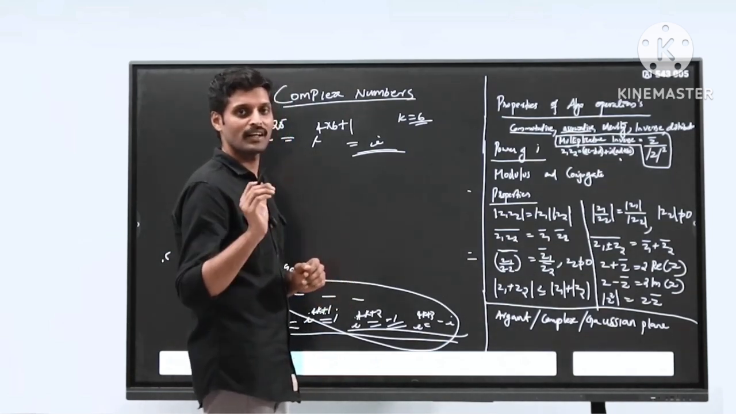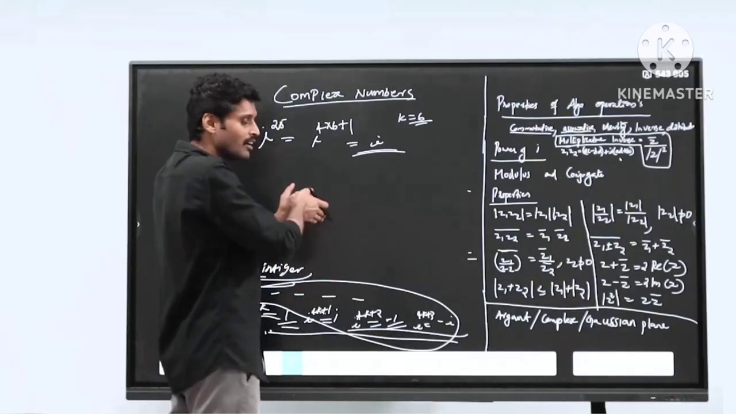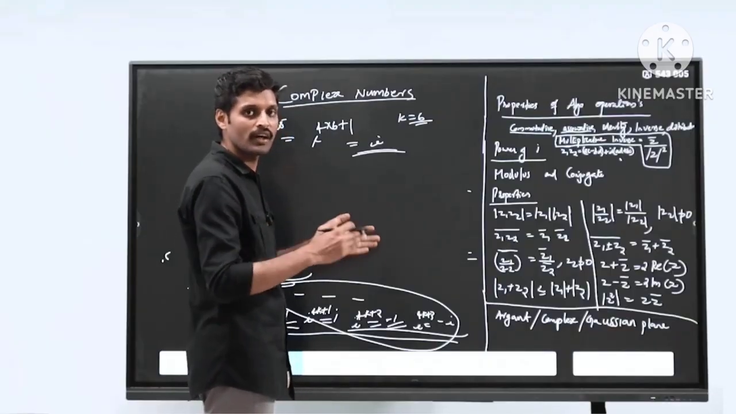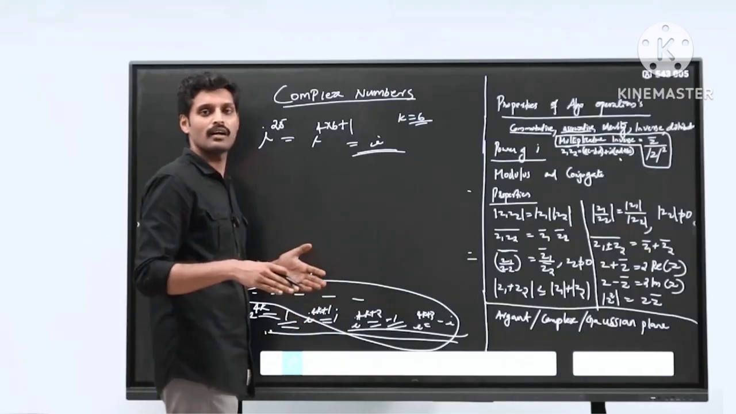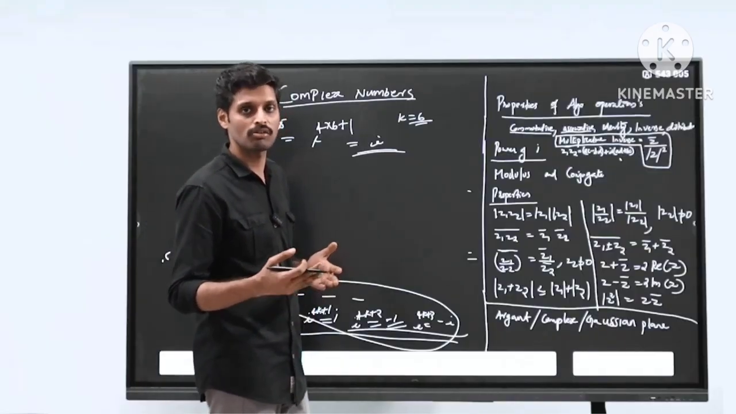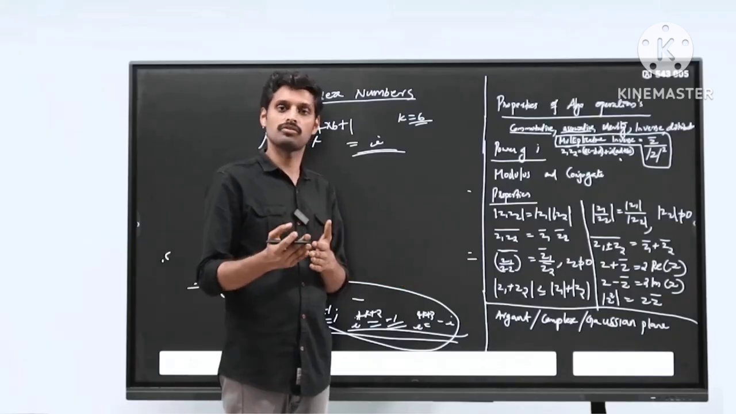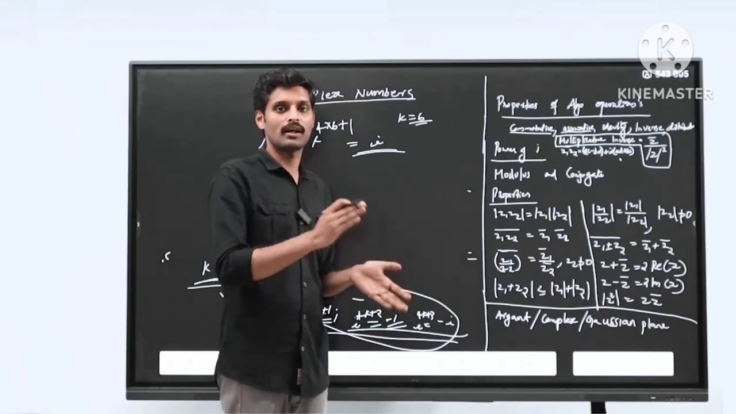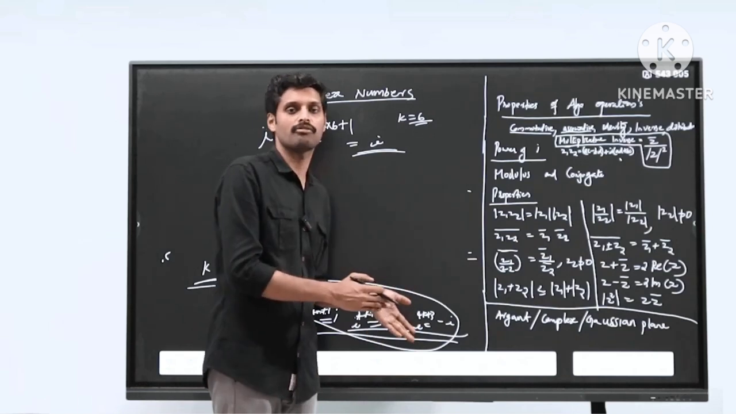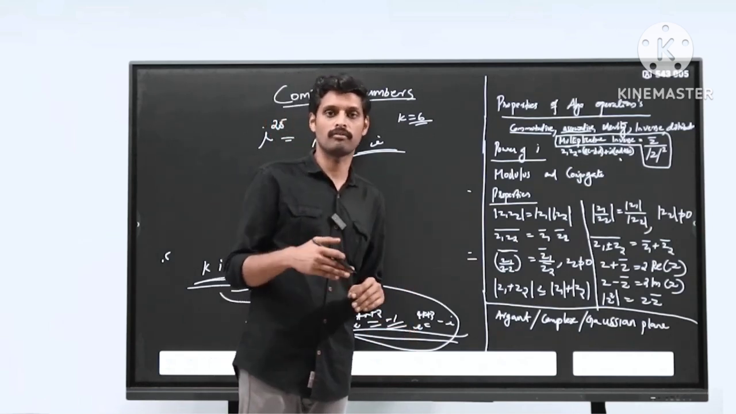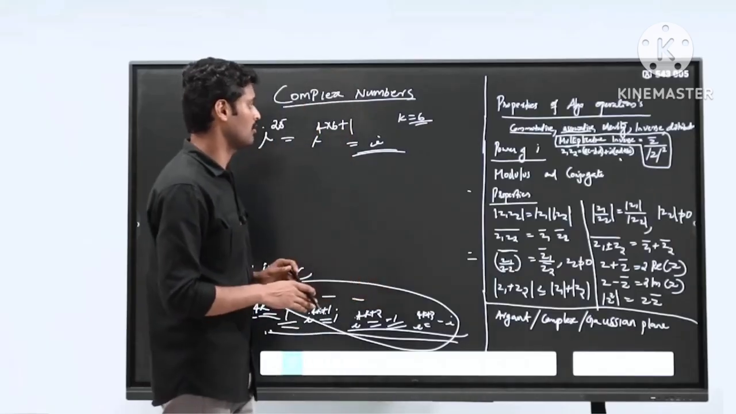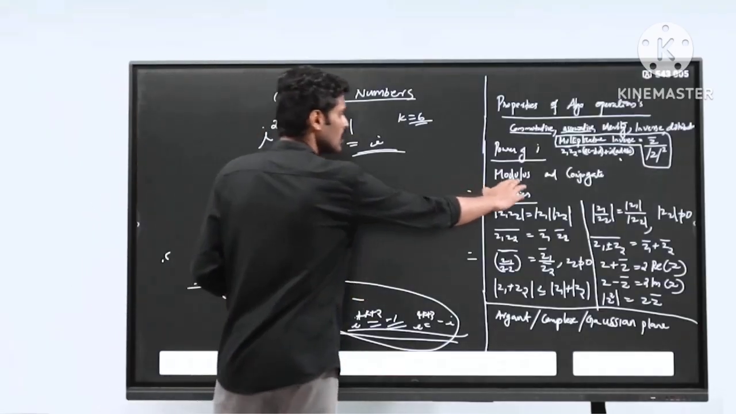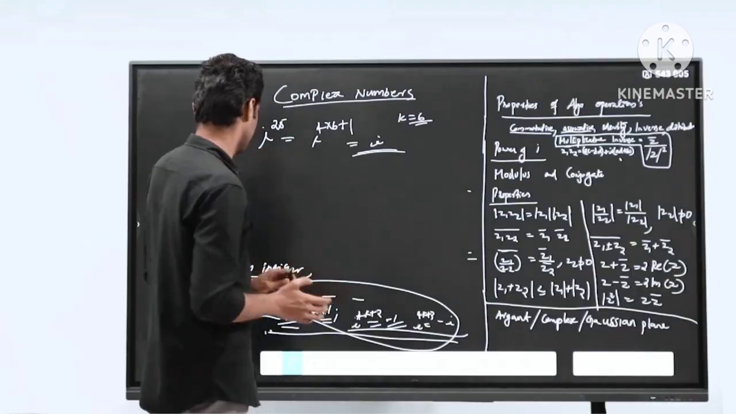So please ensure that you understand how we are deriving the powers of I, from I raised to 0 to I raised to 4, and then generalizing in terms of multiples of 4: I raised to 4k, 4k plus 1, 4k plus 2, and 4k plus 3. These formulas are enough for finding out the higher powers of I. Okay, so that's it for the powers of I. Then the next topic is the modulus and conjugate of a complex number.